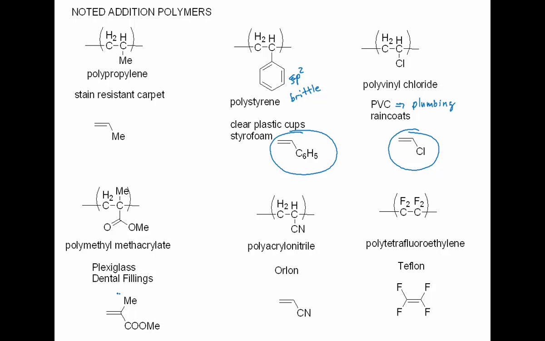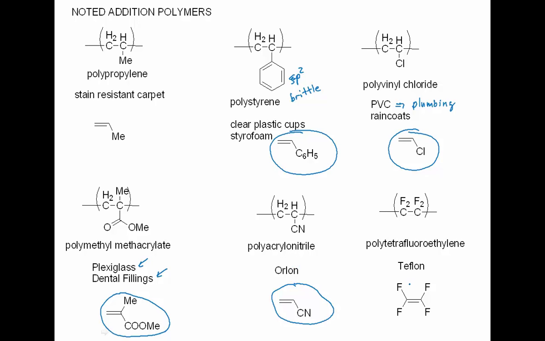Okay, this molecule, methyl methacrylate, is a very important polymer. Polymethyl methacrylate is actually a very hard material, and it's what plexiglass and dental fillings are made of. Of course, you'd want your dental fillings to be very hard, right? You don't want them to change their shape just because you scrunch on a piece of ice or something like that. This molecule here is acrylonitrile, and when it's subjected to the polymerization process, you get polyacrylonitrile, or Orlon.